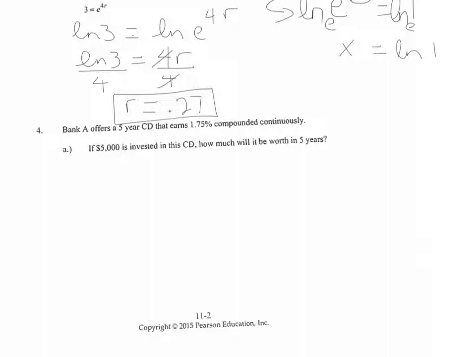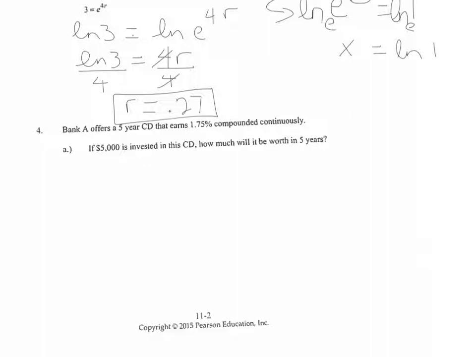Look at number 4. Bank A offers a 5-year CD that earns 1.75% compounded continuously. If you put $5,000 in it, what's it going to be worth in 5 years? I don't know why they wrote all these problems with such tiny interest rates. It doesn't encourage you to want to save if you're looking at it with a tiny interest rate. First thing I'd say is shop around, find you a different one.